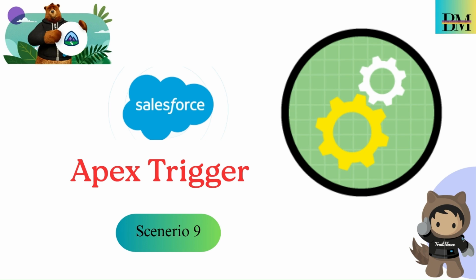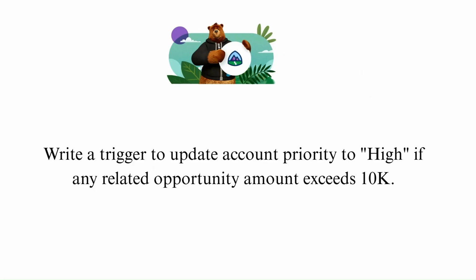So today I am back with another trigger scenario based question. Let's discuss our scenario first. Write a trigger to update account priority to high if any related opportunity amount exceeds 10k. So without wasting more time, let's start our coding.